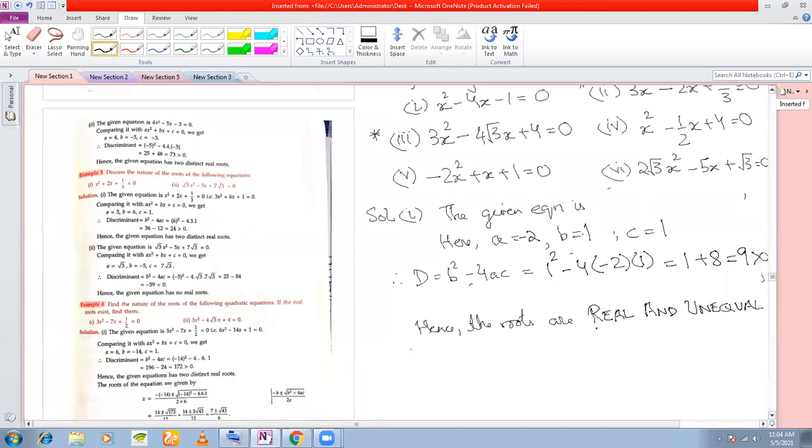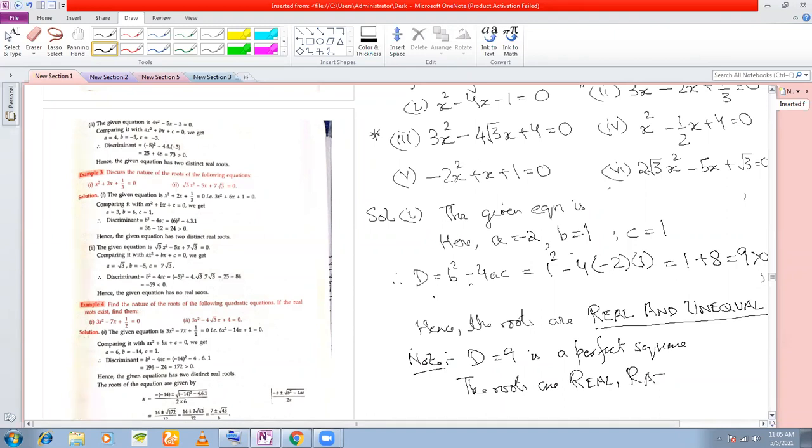But there is something very interesting that you see. I told you that I won't discuss, but since I see a 9 here, I'm just tempted to mention this. See, 9 is a perfect square, right? Note that d is equal to 9, a perfect square, isn't it? 9 is 3 square. In this case, we say the roots are real, rational, and unequal.